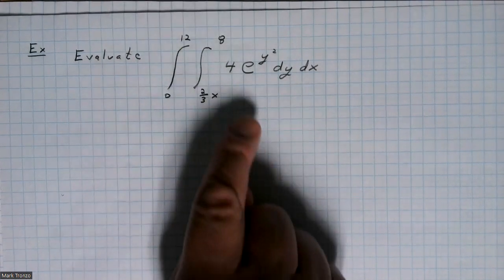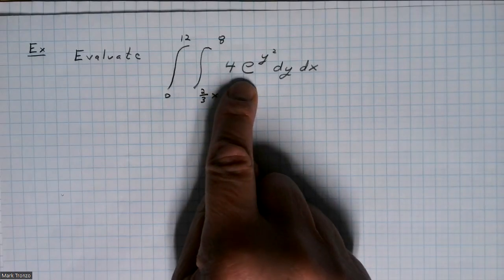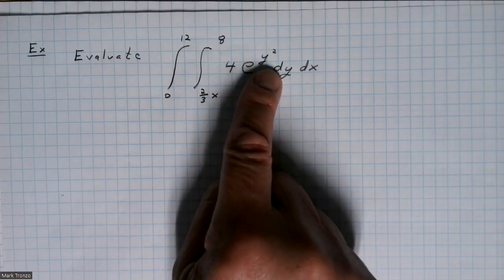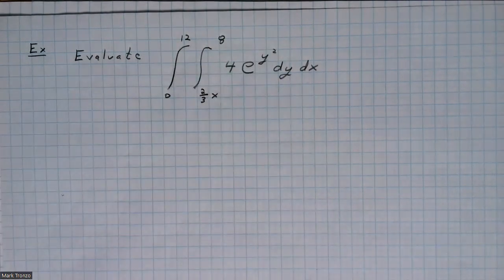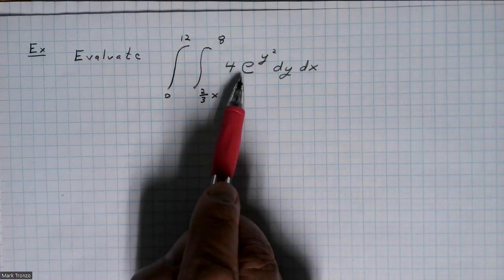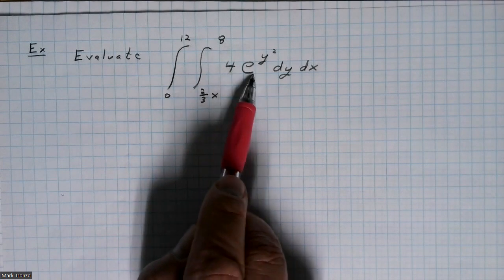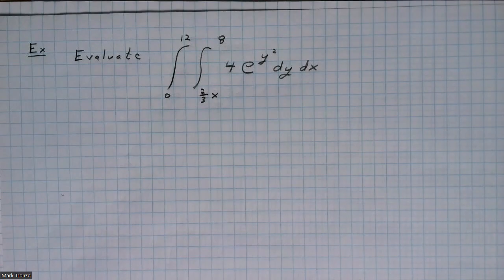One thing you'll notice right away, and you can even remember this from Calculus 1, is that e to the y squared is not integrable. Now, if there was another y in front, we could integrate this with, say, u substitution. But with just a constant here, e to the y squared is not something that you can actually integrate. So the way we have to handle this is to change the order of integration.